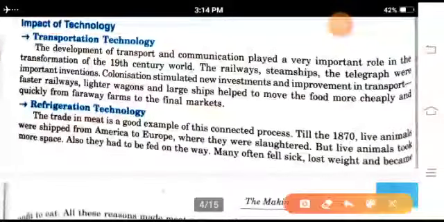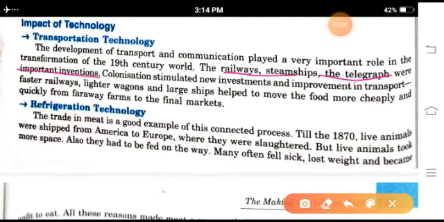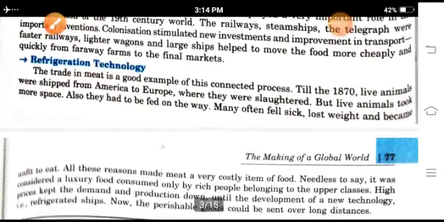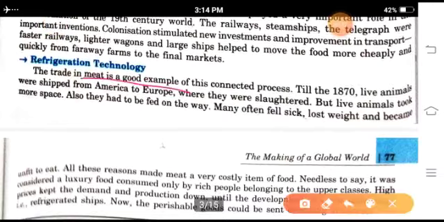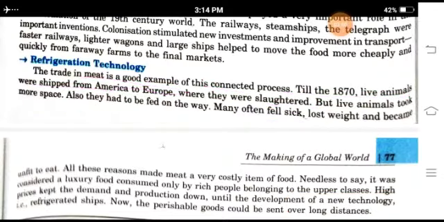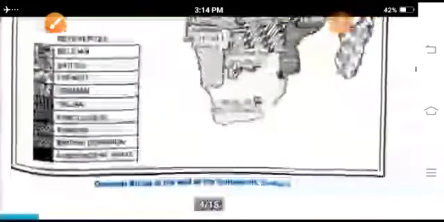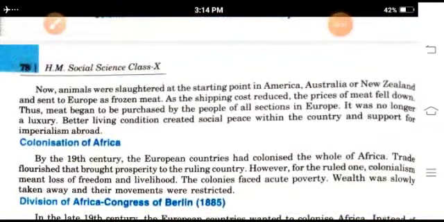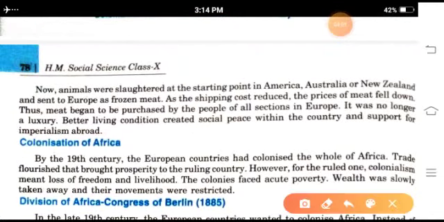In the 19th century there was the development of railways, steamships and the telegraph, important inventions. For the purpose of trade, meat is a good example of a connected process. Till 1870, live animals were shipped from America to Europe and then slaughtered, but live animals took more space and often fell sick, lost weight and became unfit to eat. Later, animals were slaughtered at the starting point in America, Australia and New Zealand and sent to Europe as frozen meat.